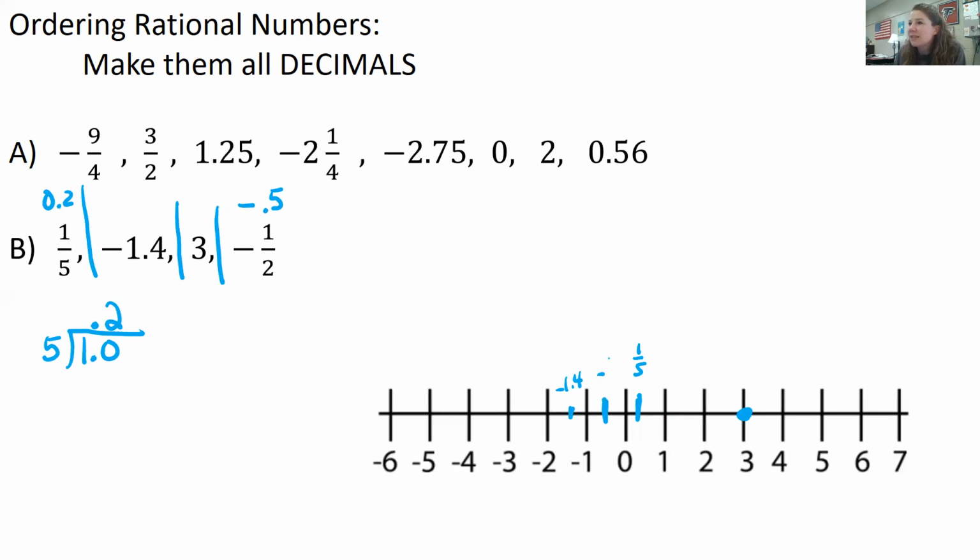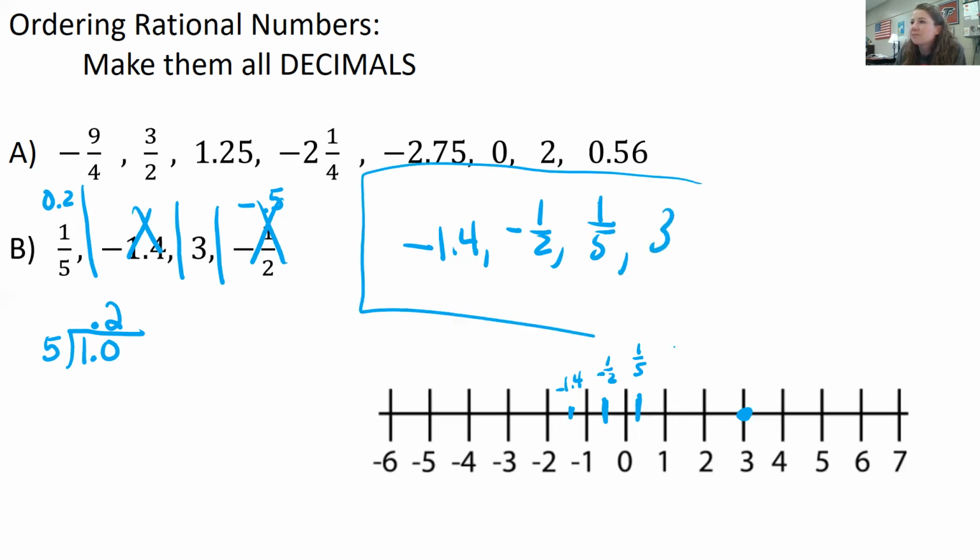And then -0.5. So -1/2. All right, so from least to greatest, we have -1.4 is our smallest. That's that one. Next one up is -1/2. And then our positive numbers go next. So then I have +1/5. And finally, our biggest number is 3.